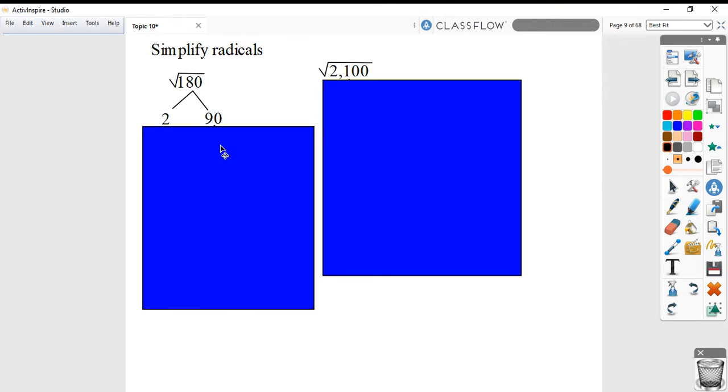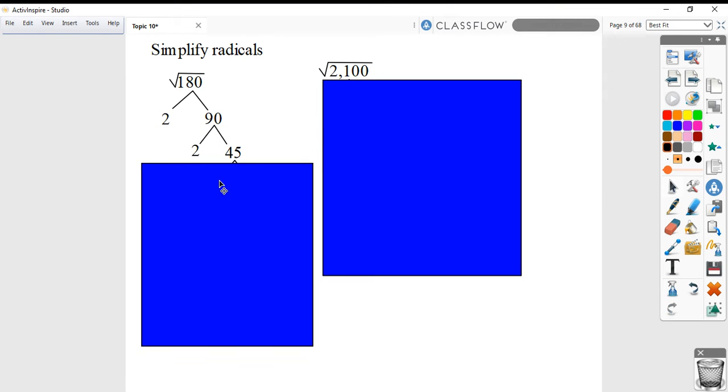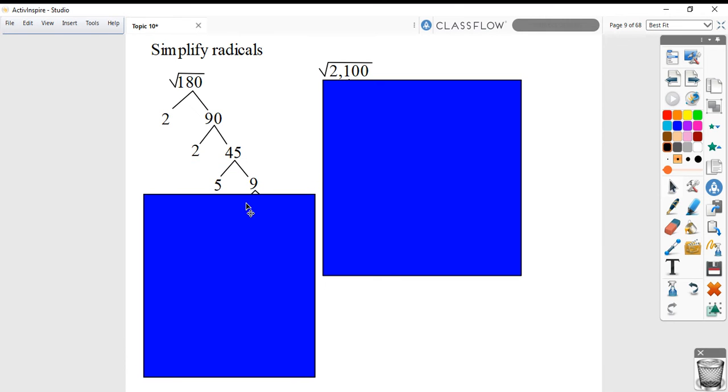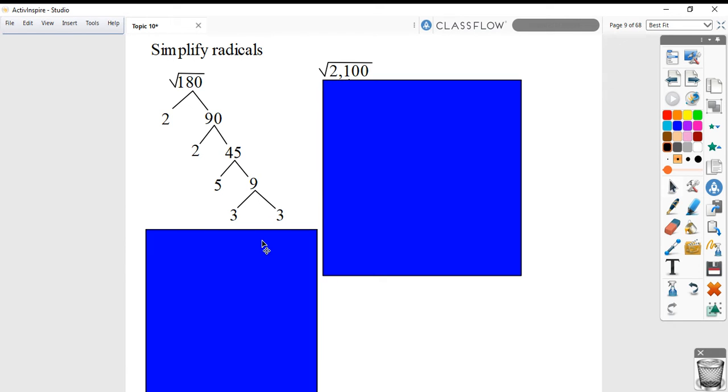So 2 times 90, and then 90 can be split again. Well, that's 2 times 45. 45 can be split again. That's 5 times 9. 9 can be split one more time into 3 times 3.